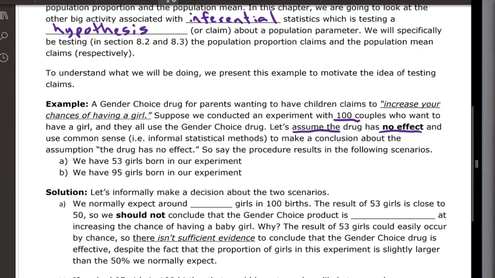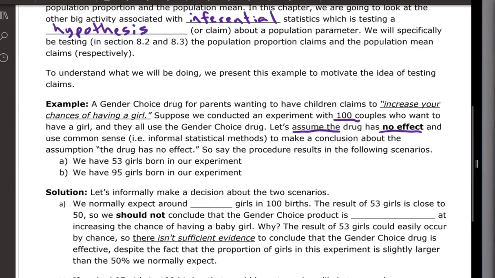Okay. Now we're going to look at two scenarios, an A and a B scenario, and think about the implication of that number of outcomes, that result. So let's look at A first. Let's say we did our 100 couples and we ended up getting 53 girls born in the experiment. Well, what are we going to conclude about the claim, or what do we think about our assumption that the drug has no effect?